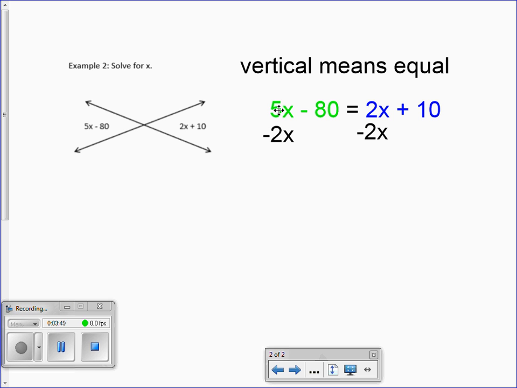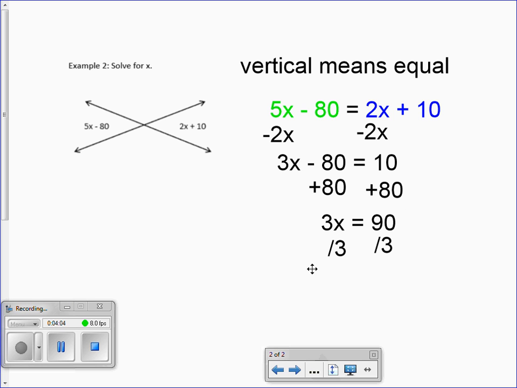So, I go ahead and I'm going to subtract 2x from both sides because I want all my x's on the left side. So 5x minus 2x will give me 3x. 2x minus 2x will just go away. Now it's just two-step. I go ahead and add 80 to both sides. I get 3x equals 90. Then divide everything by 3. And I end up getting x equals 30.